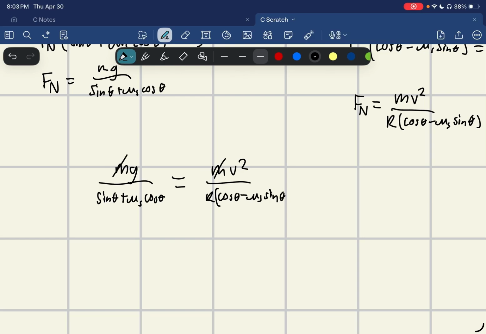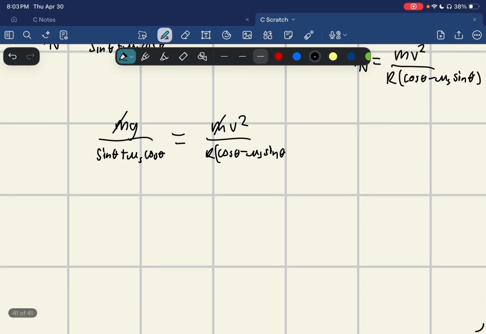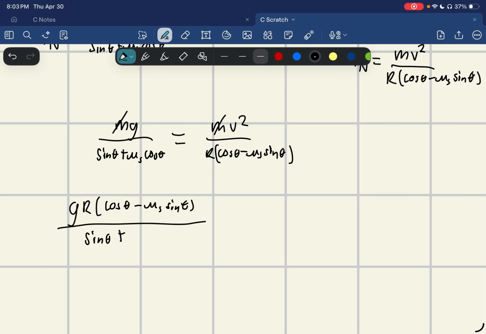The m's will cancel from both sides, and then to isolate for v squared, we're just multiplying the bottom of the right side to the left side. So it would be gr times cosine theta minus mu s sine theta all over sine theta plus mu s cosine theta is equal to v squared.